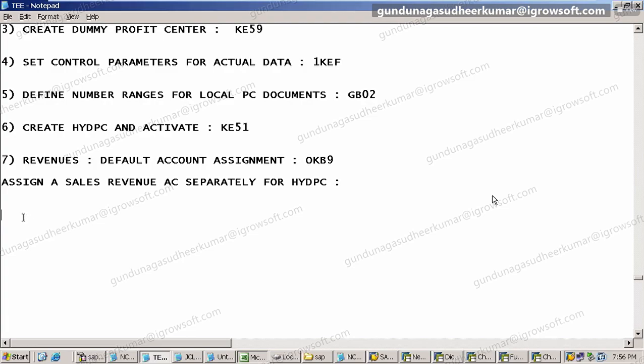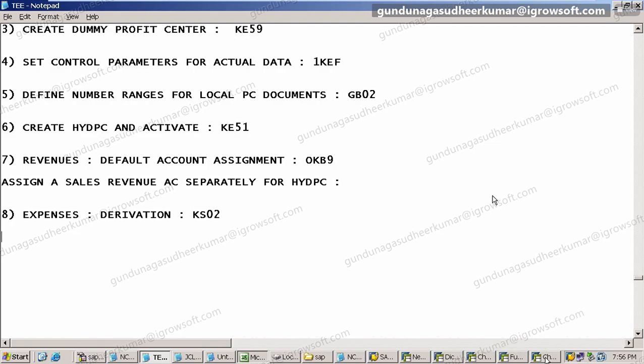So now step number 8. The revenues part is over. What about expenses? What do we have to do? Derivation rule. So what is derivation? We need to assign cost centers to the profit center. All the cost centers I have to link to the Hyderabad profit center, HYDPC.